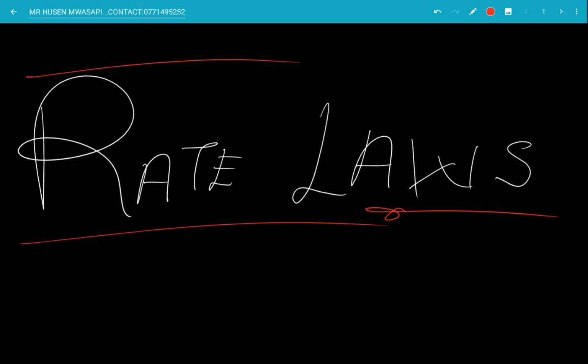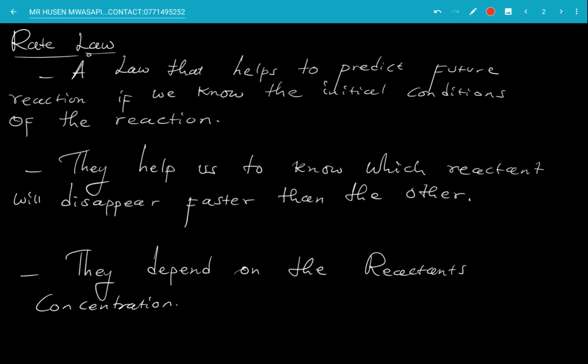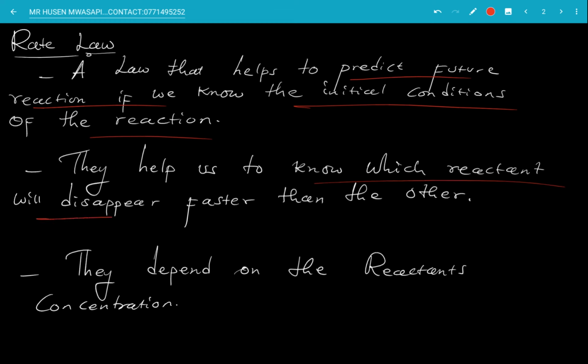Okay, so what are rate laws? Rate laws are very simple to understand. That's something you should know. So I'll explain them in the most simplified way I can find. Rate laws are simply laws that help us to predict future reactions, that is, if we know the initial conditions of the reaction. Not only that, they also help us know which reactant will disappear faster than the other.